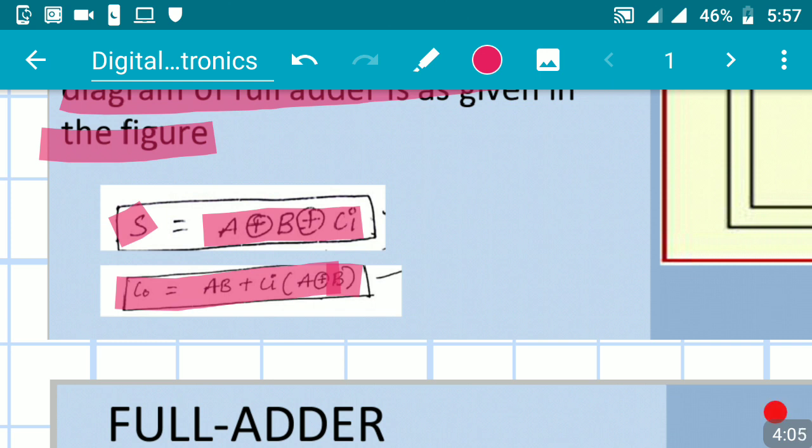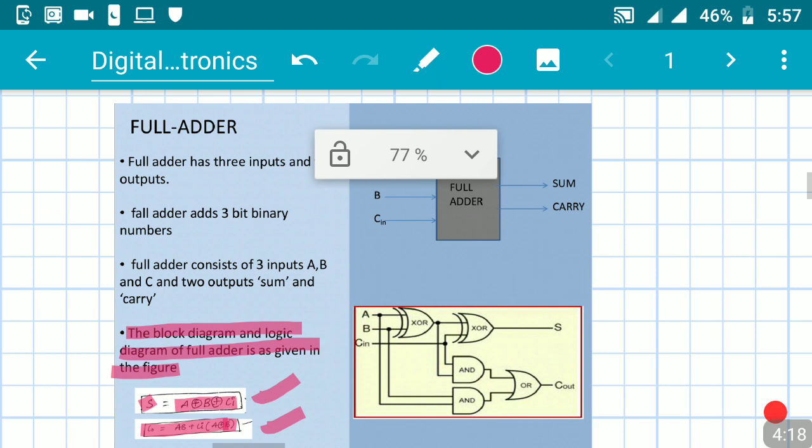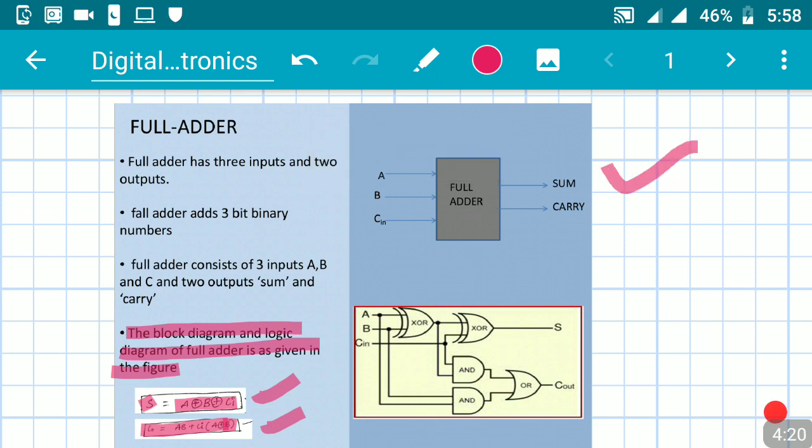This is the expression, if you want to write for sum and carry. If you can remember these two expressions, you remember and write. If you can't remember these two expressions, no need to worry. You just write the answer, you write the block diagram, you write the logic diagram, you write the answer.